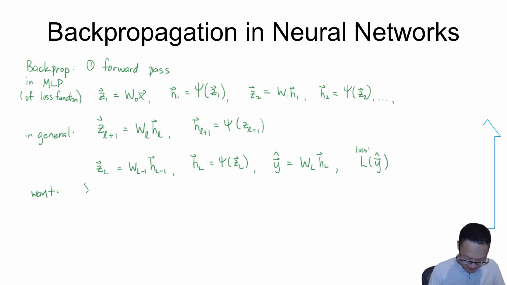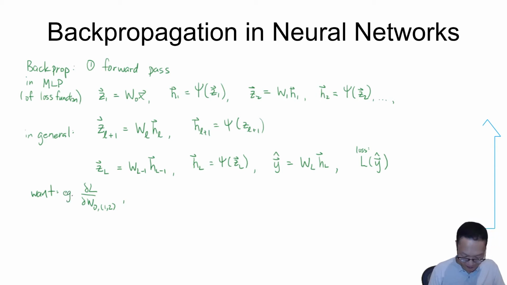So what we want is to take the partial derivative of L with respect to any of these weights. For example, maybe W0. The indices are getting complicated, but maybe I want the partial derivative of L with respect to one of the components of W0, maybe the 1,2 component, for example.